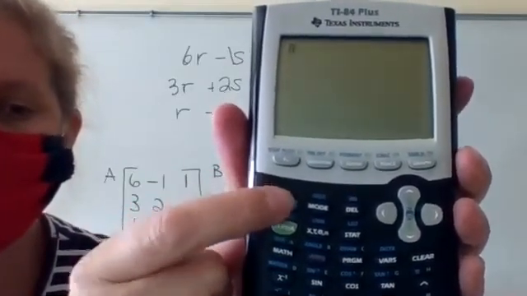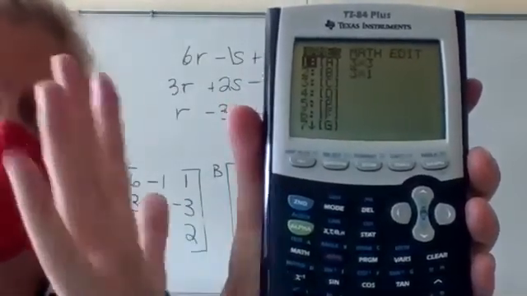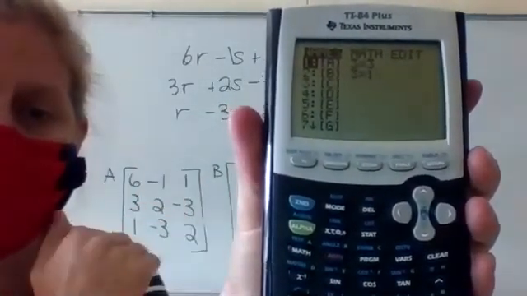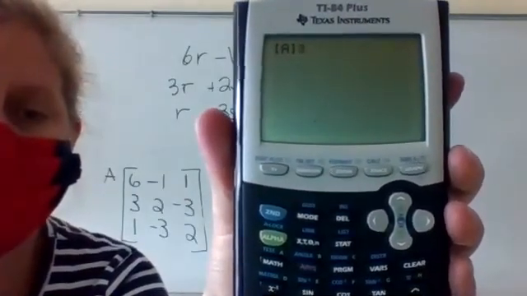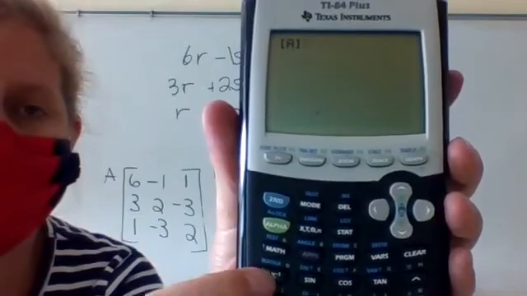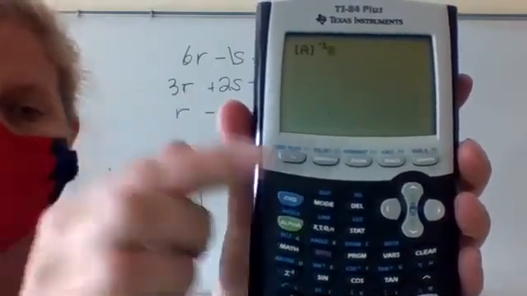Matrix A, so second matrix. I don't want to change anything. I've already edited my matrices to match the problem, so just hit enter. Then hit your X to the negative 1 button. So this will give it the negative 1.